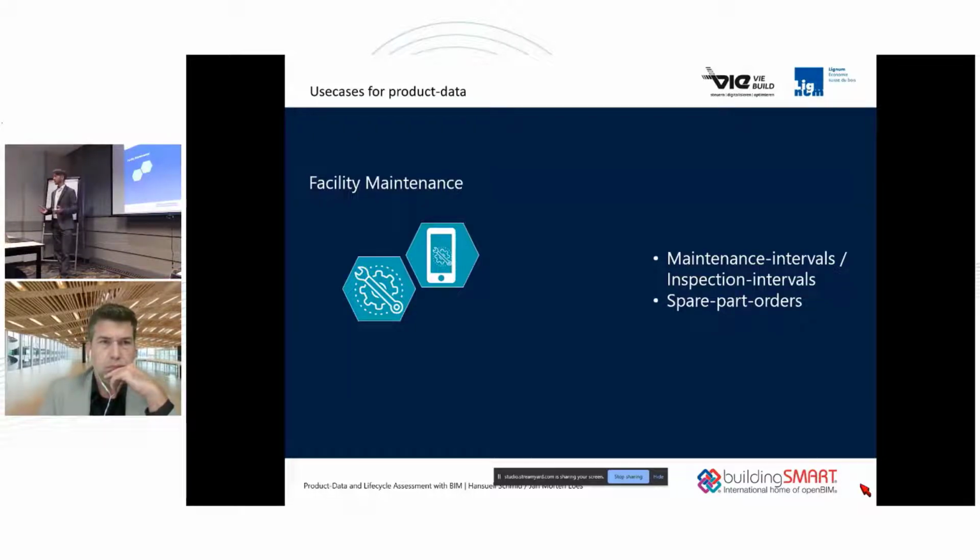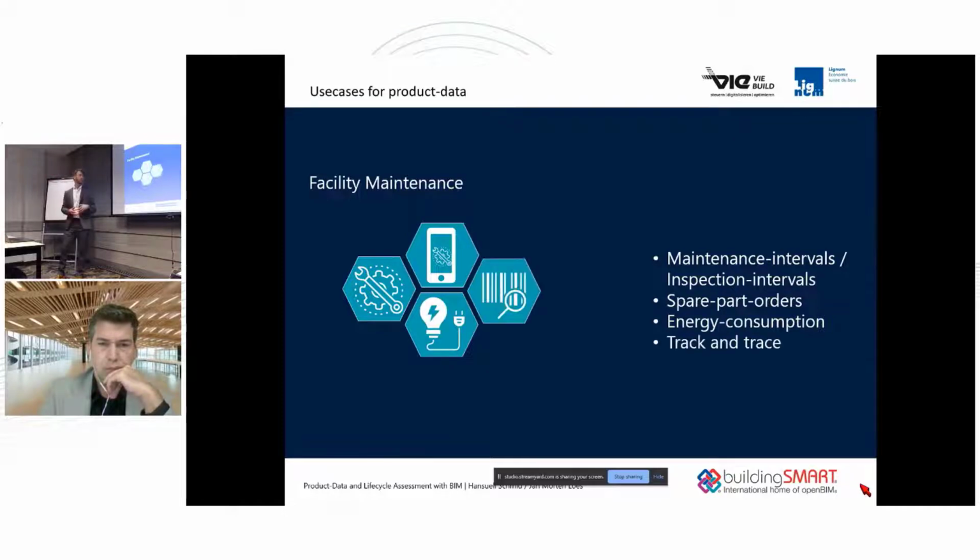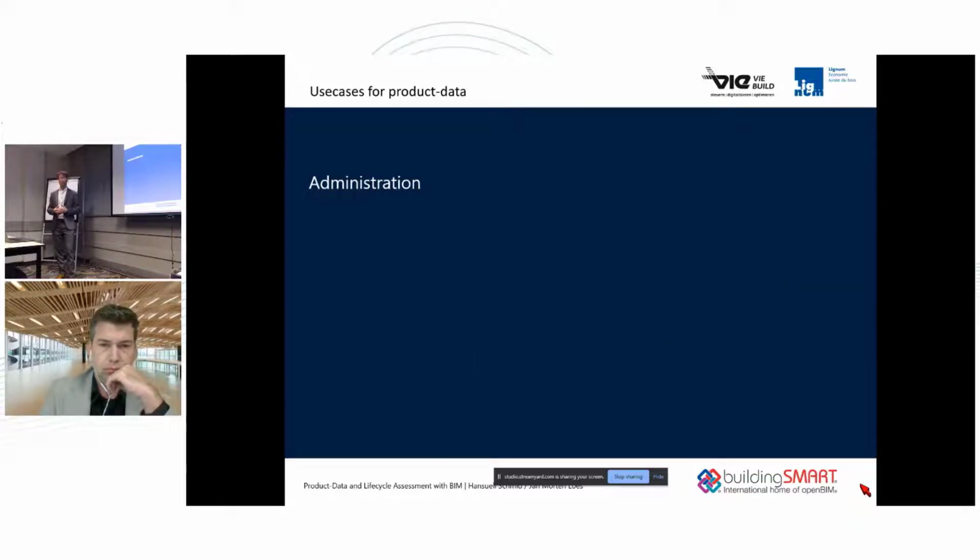What spare parts do I need to order for specific tasks? And of course, again, energy consumption for the products. How can I change them if I modify product settings? Track and trace, of course: where are those things? Are those products built in, or have they been moved somewhere else?